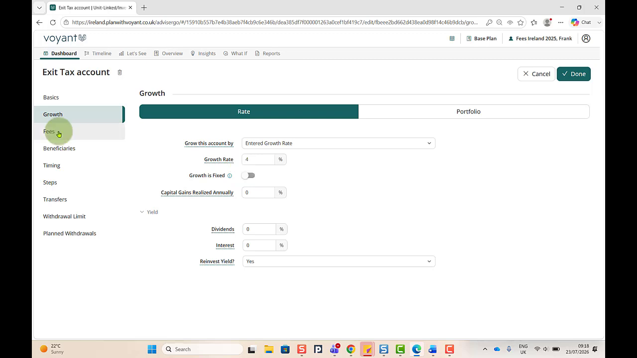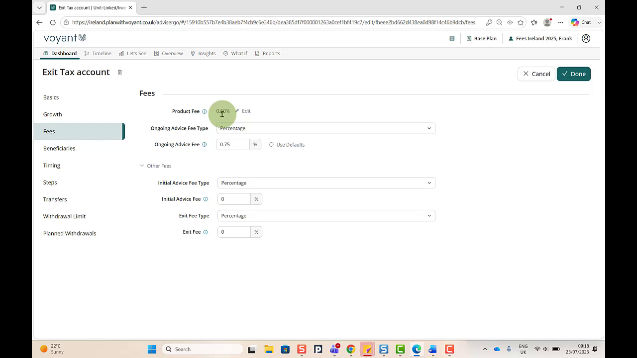Now let's look at the fees section. Product fee is 0.5%, and this has come through from the plan settings. This is the old style fee, and the percentage value is deducted from the overall growth rate. We've also now got the ongoing advice fee, which I've input as 0.75%. We also have other fees you can input on an individual account basis, such as the initial advice fee and the exit fee as well.